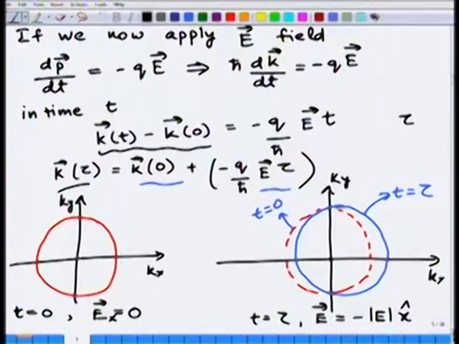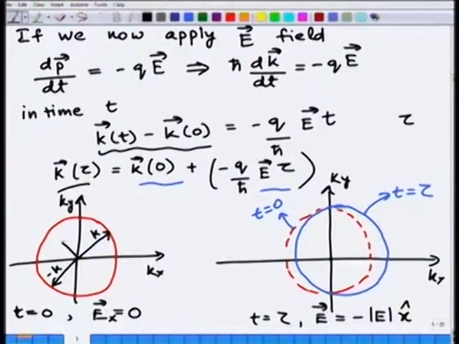Notice that in this particular case, for every vector k I had exactly an equal and opposite minus k vector also. Therefore, the net velocity was 0. When the E field was 0, at that time the net velocity of electrons was 0 and therefore there was no current.